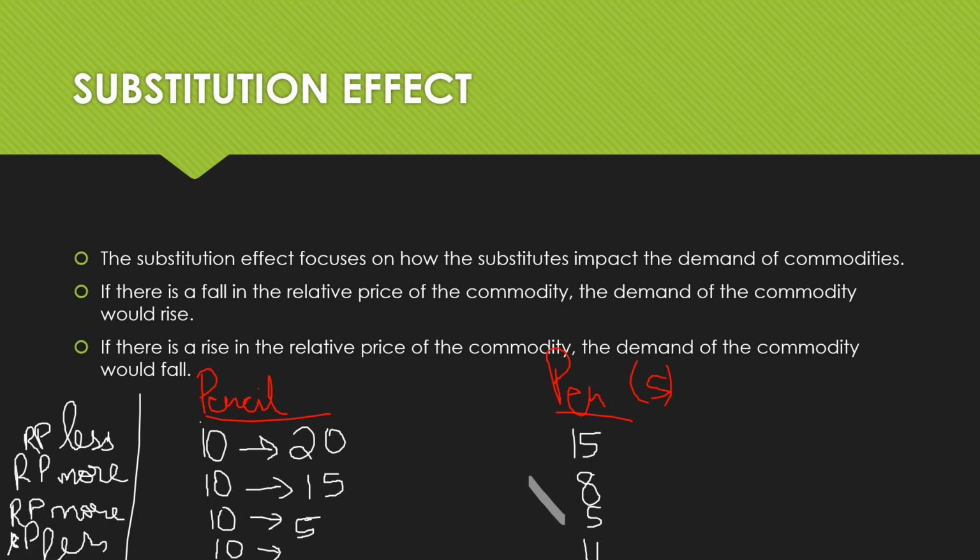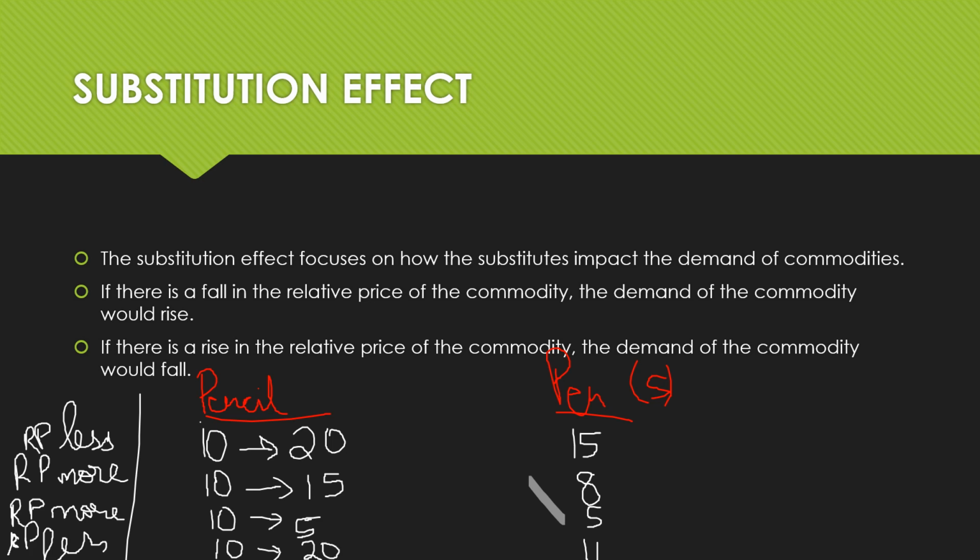Okay, so the relative price is less here. And now what will happen? Since the relative price of pencil is less, we can say that the demand would increase. What would the demand be now? We don't know the number, but we know that it will be more than 5 or more than 50. Let's say the demand is now 20 itself.